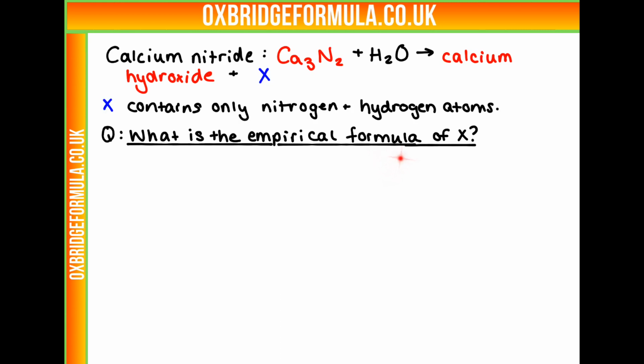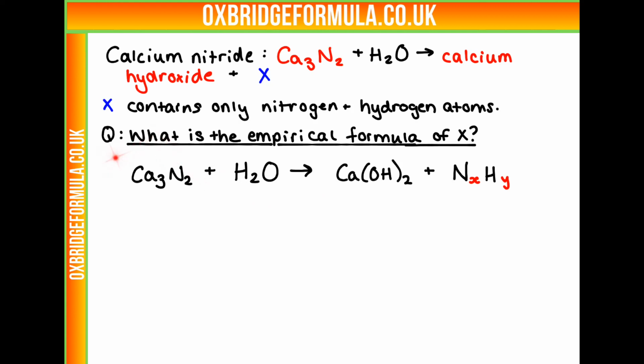So, how can we do this? Well, usually to find something's formula, we'll need a balanced equation. So take a second to see if you can work out what the equation is. It doesn't have to be balanced yet, let's just find a basic equation. It's going to look something like this. Here is our calcium nitride with our water. This is the formula for our calcium hydroxide.